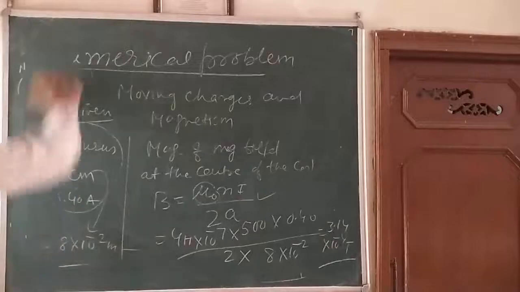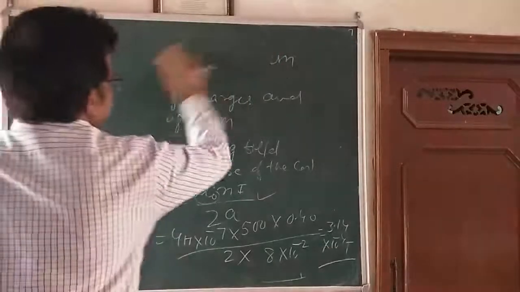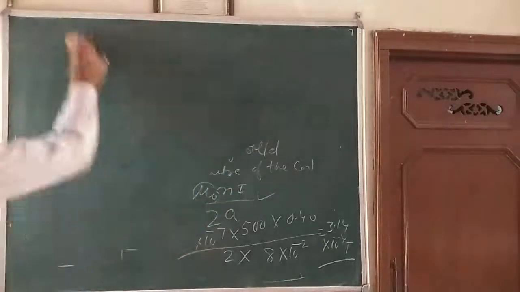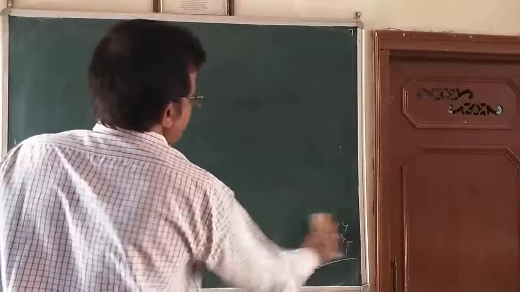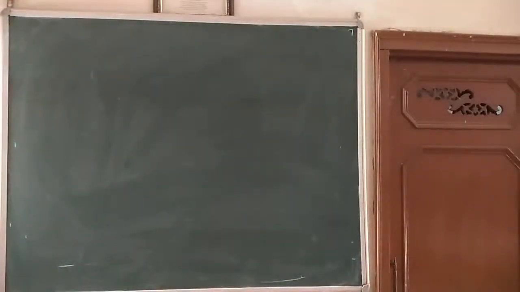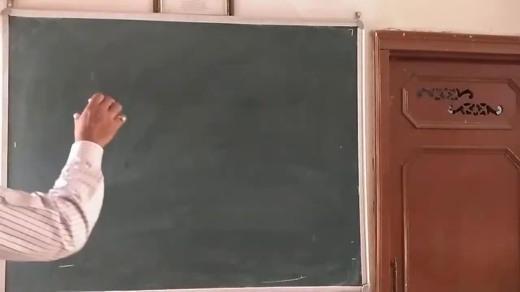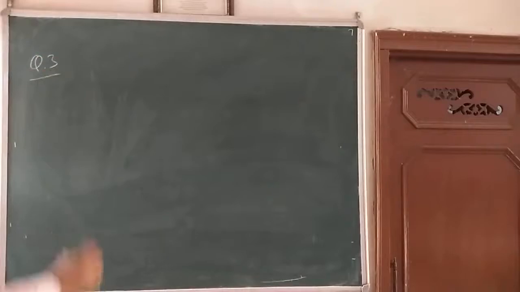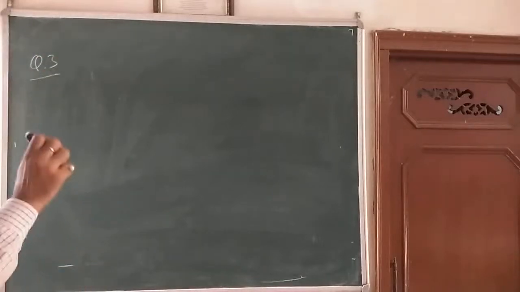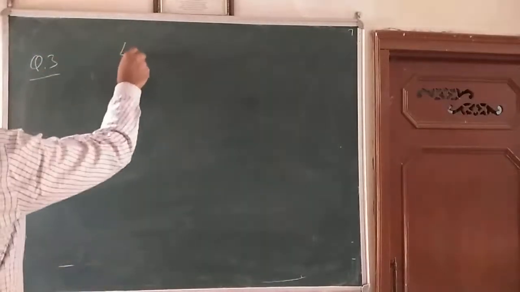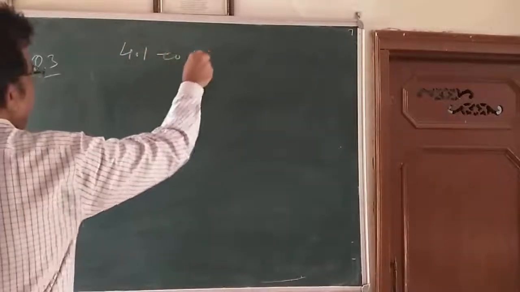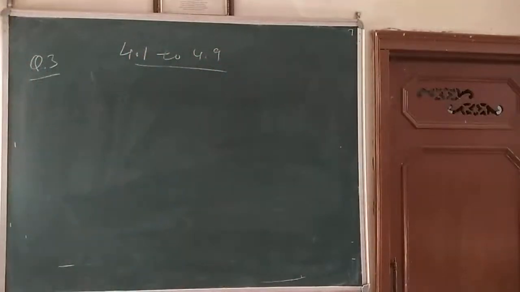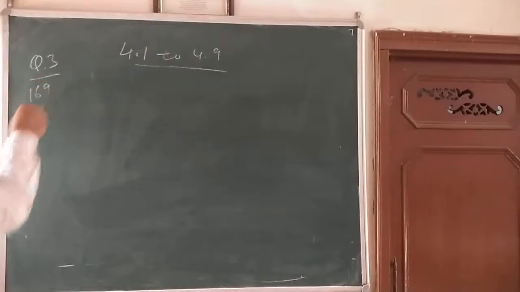Okay. Now we take another numerical. See your NCERT textbook of the same page number 169 and read them. And long question number 3. Dear children, you have to perform these NCERT textbook questions 4.1 to 4.9. These are very important questions. Is it clear? So see question number 3, page number 169.